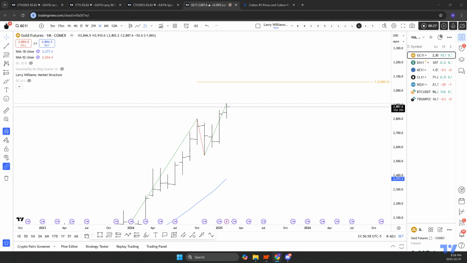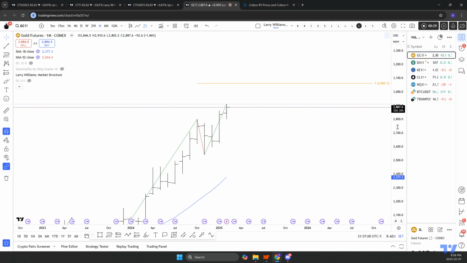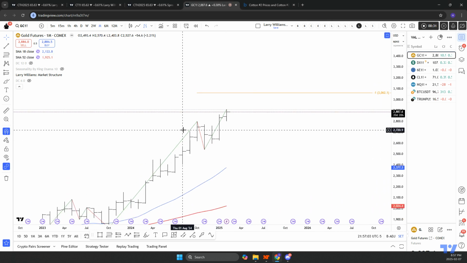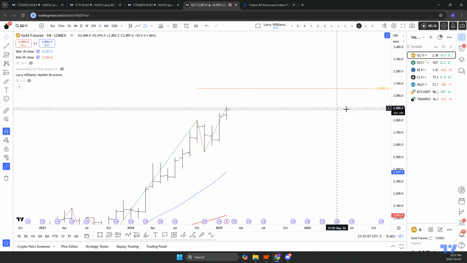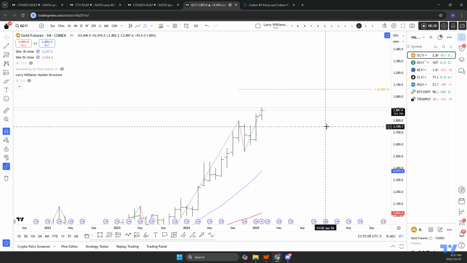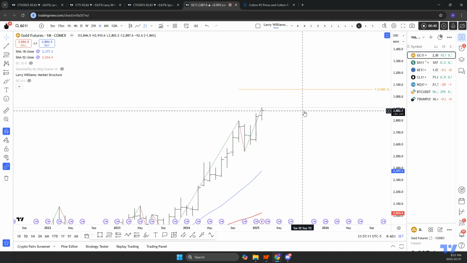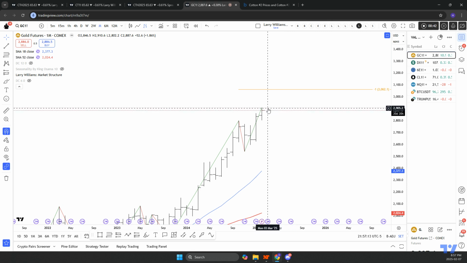Okay, now that that's out of the way, let's take a look. Starting with gold on the monthly. If you watch my channel, you know that I'm bullish. We are putting in higher highs and higher lows on the monthly. As of right now, that has not shown any signs of stopping. We just took out 2,900 this week.